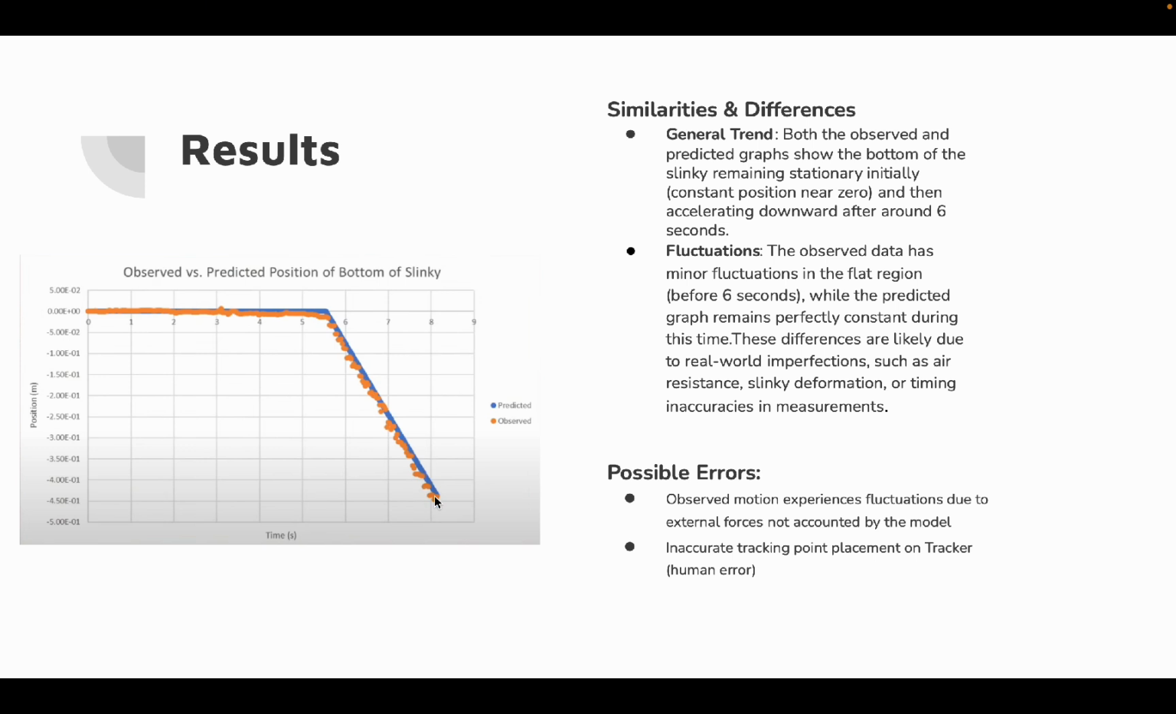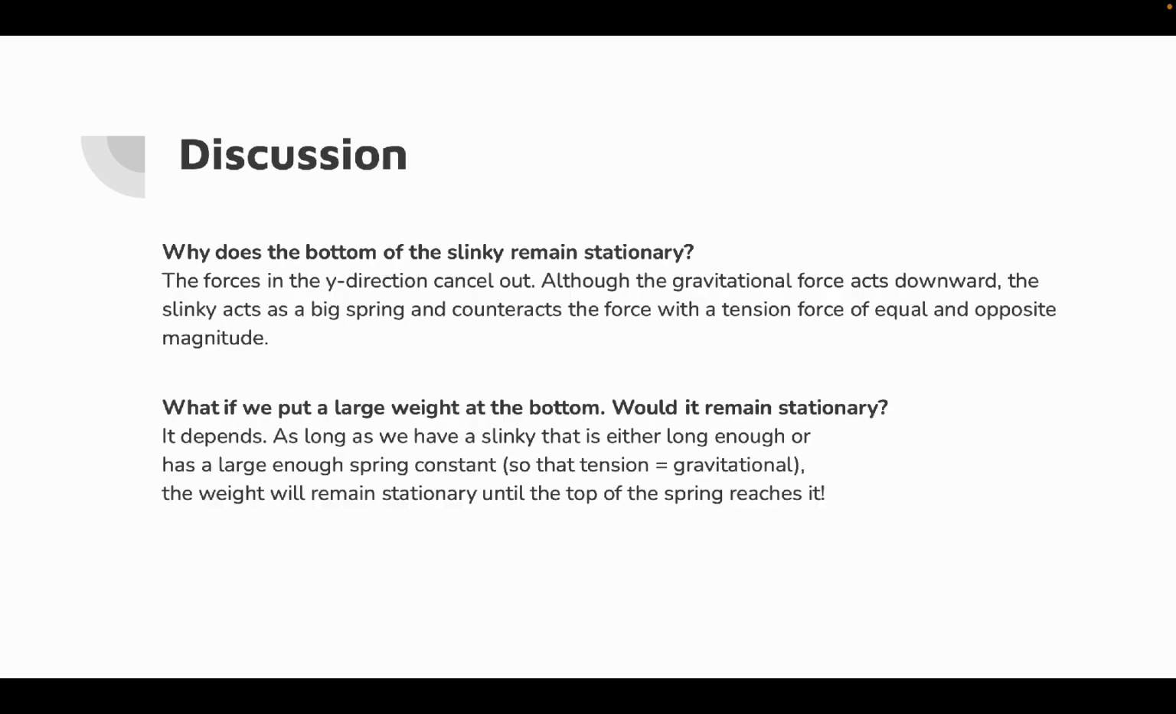Some differences were that there are fluctuations. The observed data has minor fluctuations in the flat region before 6 seconds, while the predicted graph remains perfectly constant during this time. These differences are likely due to real-world imperfections such as air resistance, slinky deformation, or timing inaccuracies in measurements. And some possible errors are fluctuations in the observed motion due to external forces not accounted for by the model, and inaccurate tracking point placement on Tracker, so basically human error.